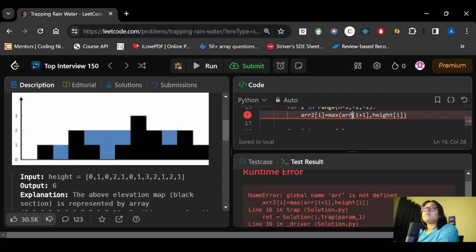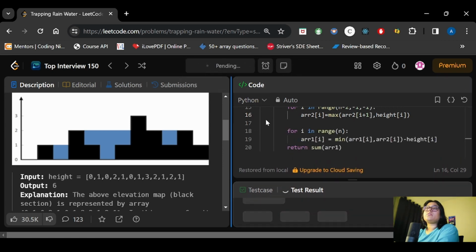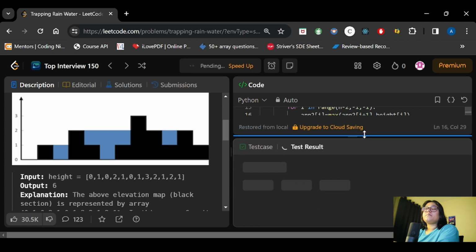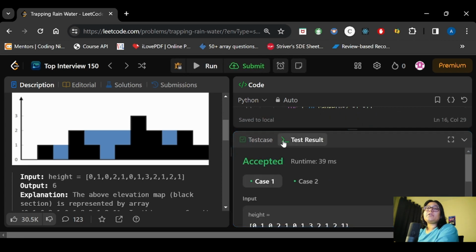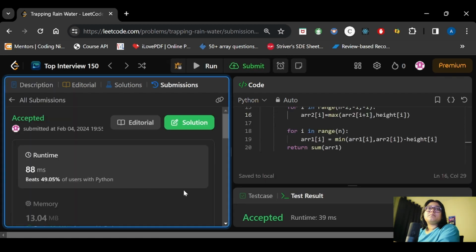Okay, here we will have ARR of 2. Let's try to run it again. So the sample test cases are passed. Let's try to submit it. So this code has been accepted.